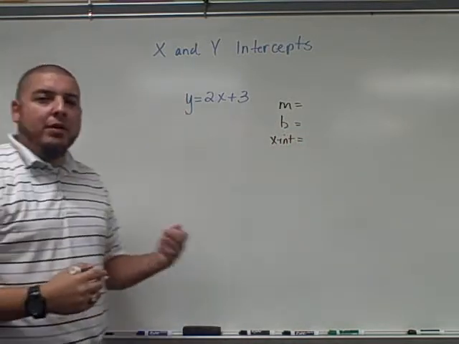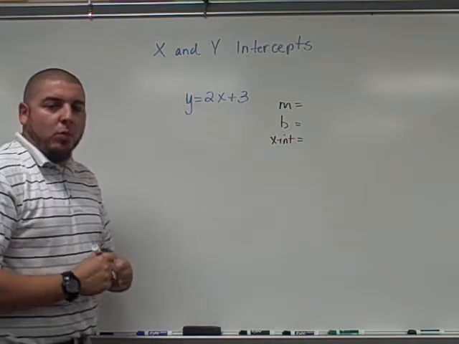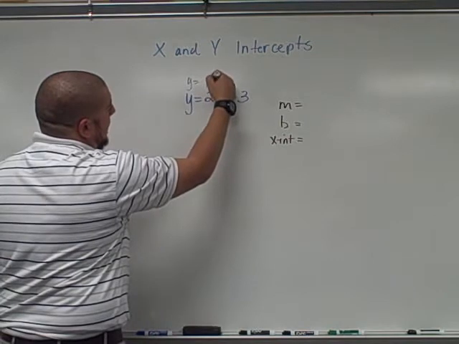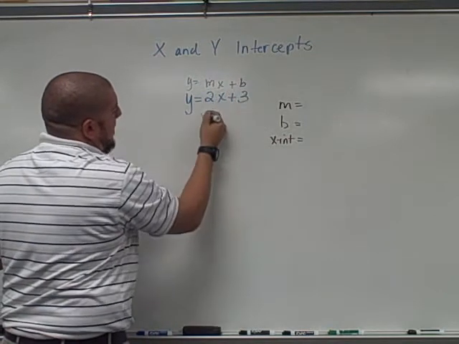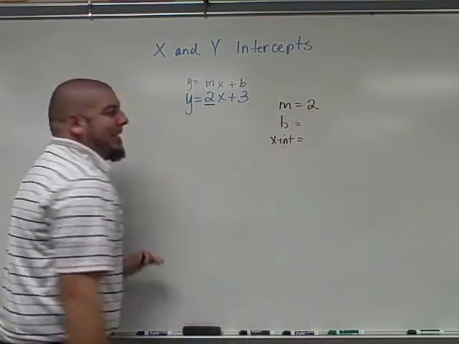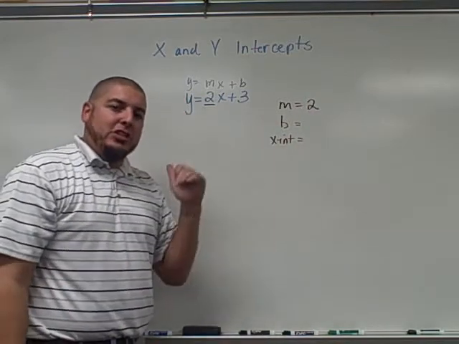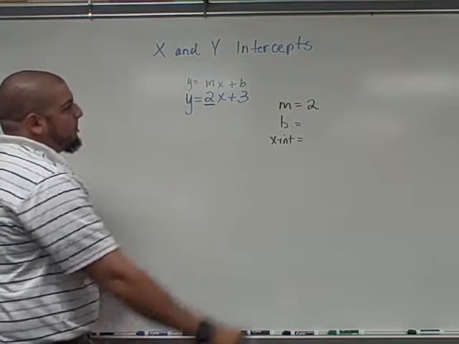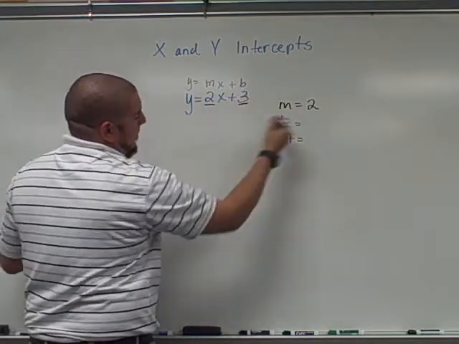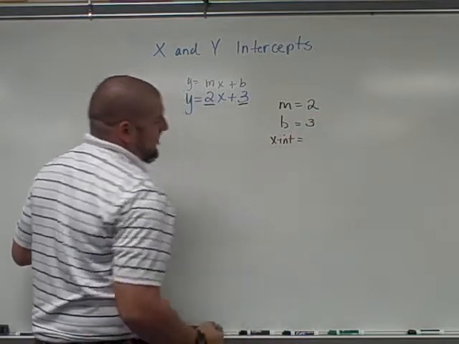Two of them are very easy. What is my slope? What is my m value? Well, if this is y equals mx plus b, my m value is right here. So my slope is 2. Please notice, not 2x. It's just 2. My y-intercept, well, that's my b. My b value is right here, so my y-intercept is 3.